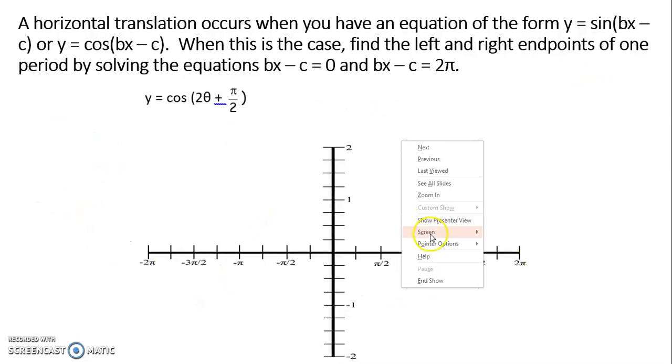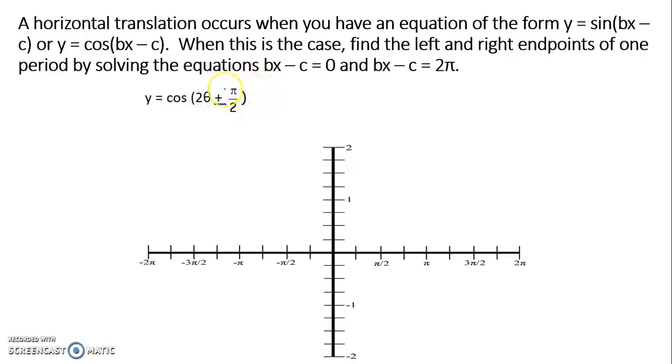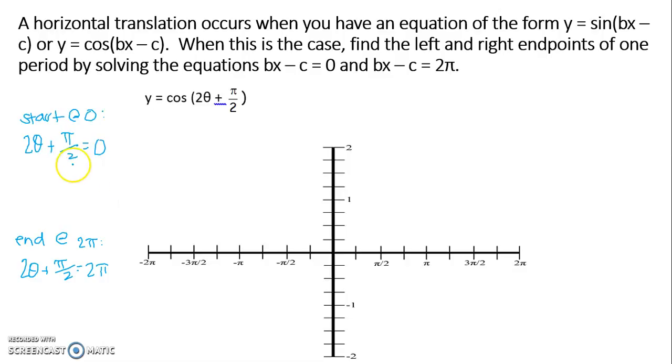Okay, let's do one with cosine. Again, there's something happening inside that cosine function, adding or subtracting, so that is going to shift it left or right. My normal period for cosine starts at 0, so I need to take whatever's inside and set that equal to 0. My normal period would end at 2 pi, so I need to take whatever's inside that cosine function and set it equal to 2 pi.